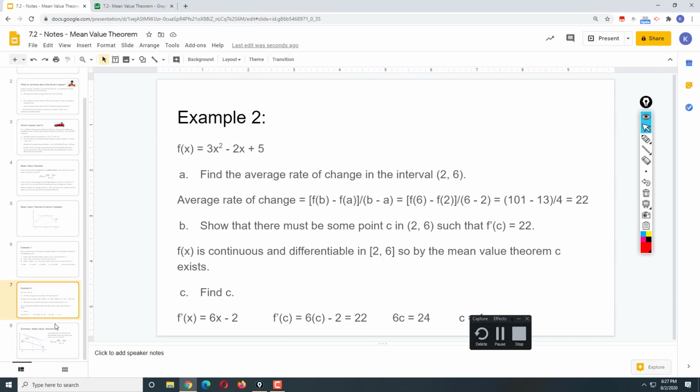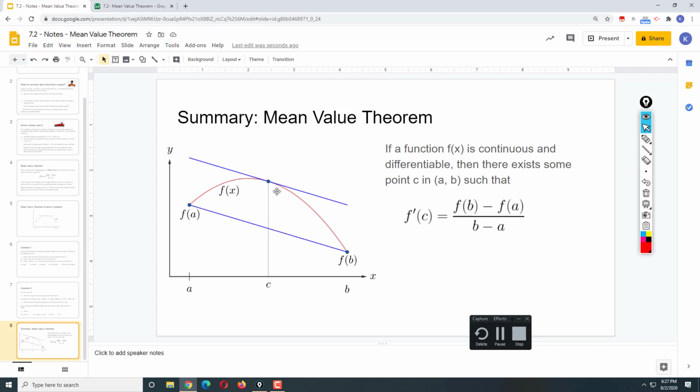So let's summarize. The mean value theorem says that if f of x is continuous in the interval AB, including A and B, and differentiable in AB, then there exists some point x equals c inside the interval AB, not including A and B, such that the instantaneous rate of change, f prime of c, is equal to the average rate of change of that interval, FB minus FA over B minus A. Okay?